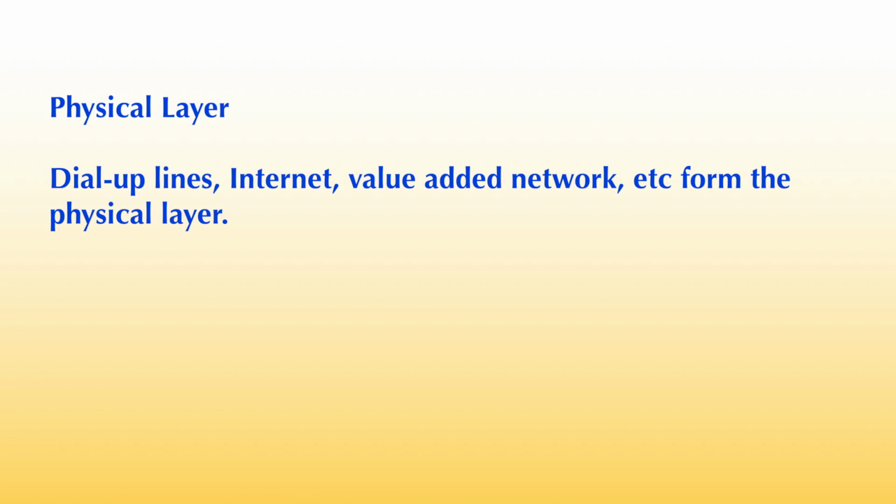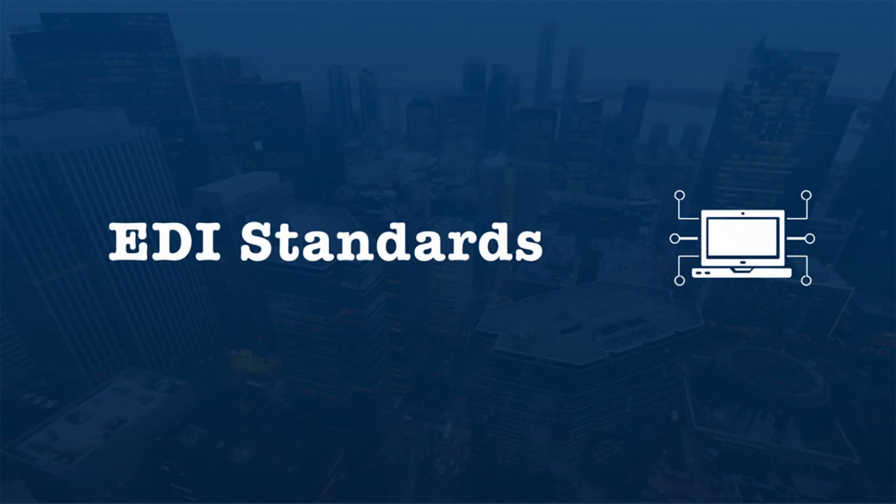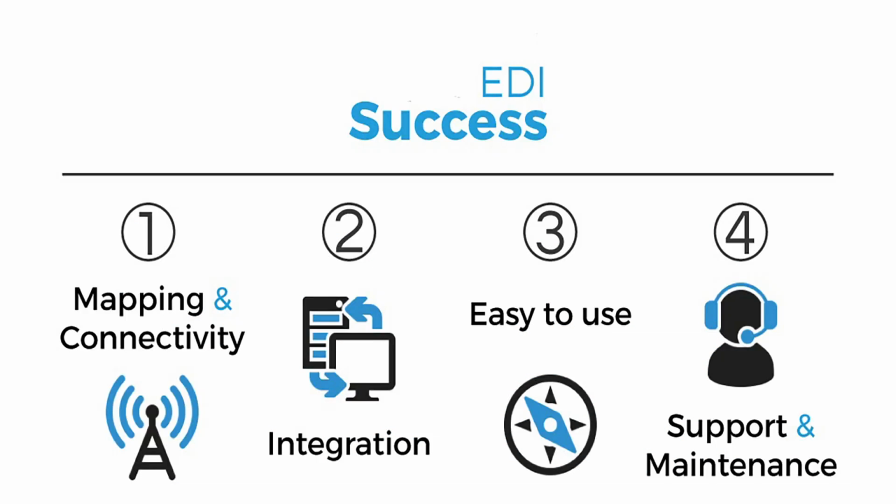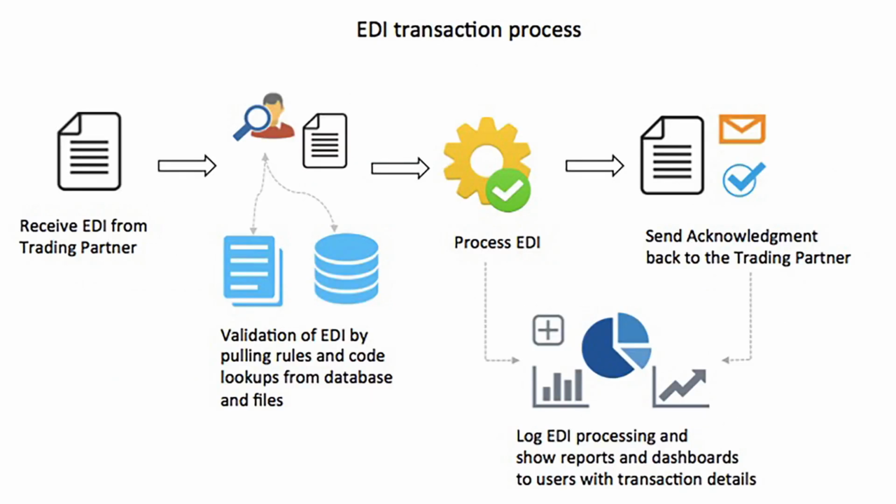The last one is the physical layer. Dial-up lines, internet, value added network, etc. form the physical layer. Let us see about electronic data interchange standards. Appropriate EDI standards are mandatory in determining the success or failure of electronic data interchange transactions. Specific electronic data interchange standards are adopted for a variety of unique documents required for EDI transactions.